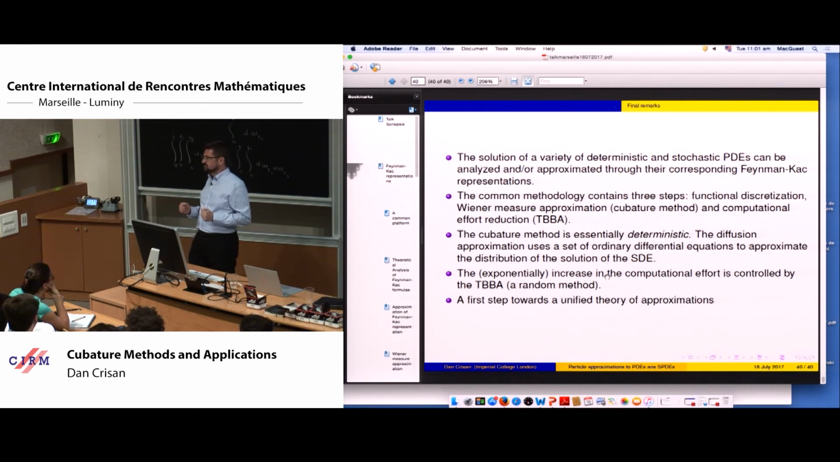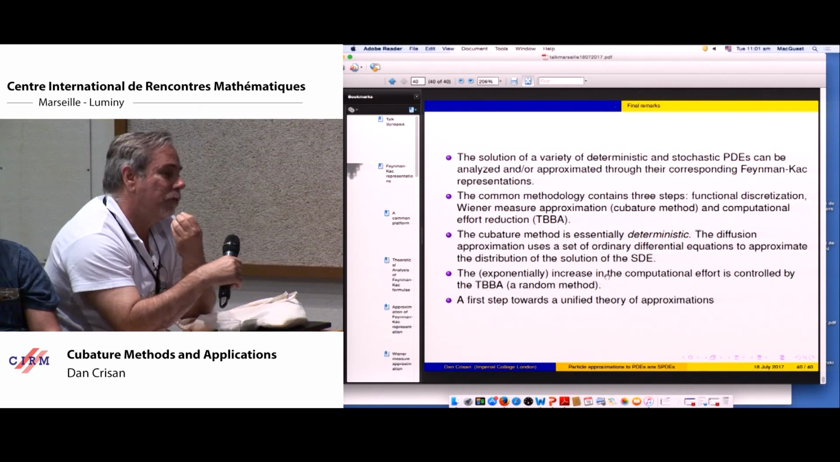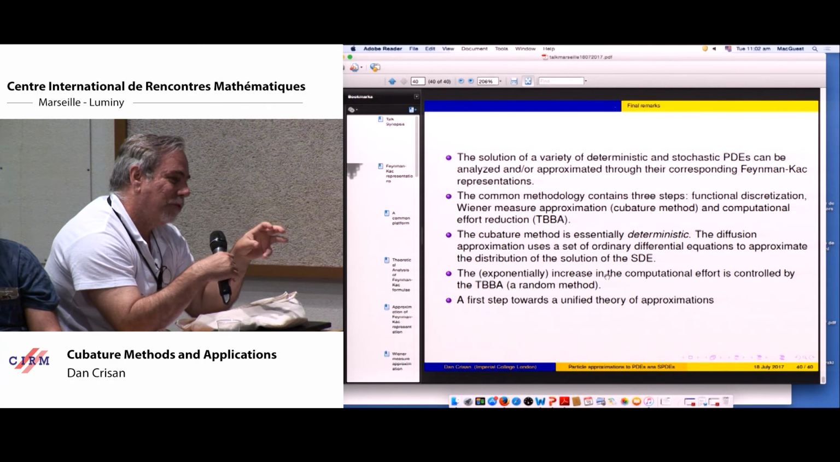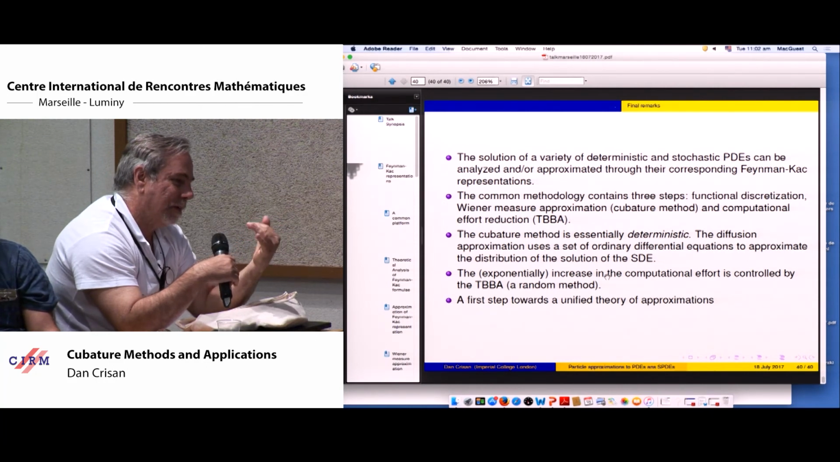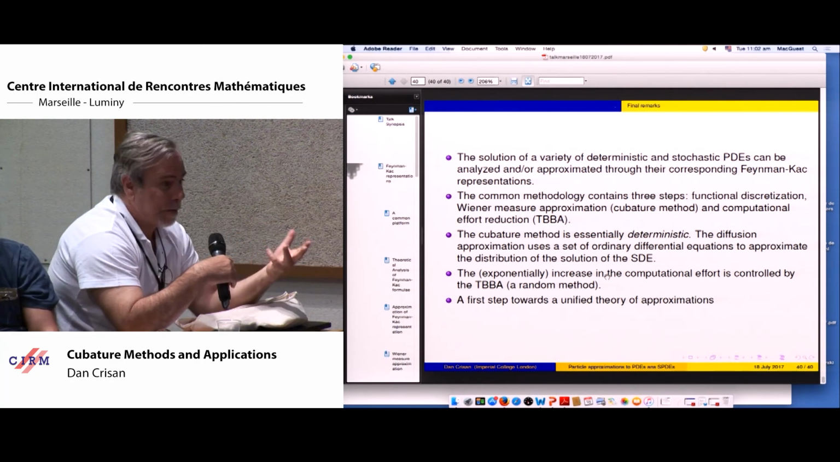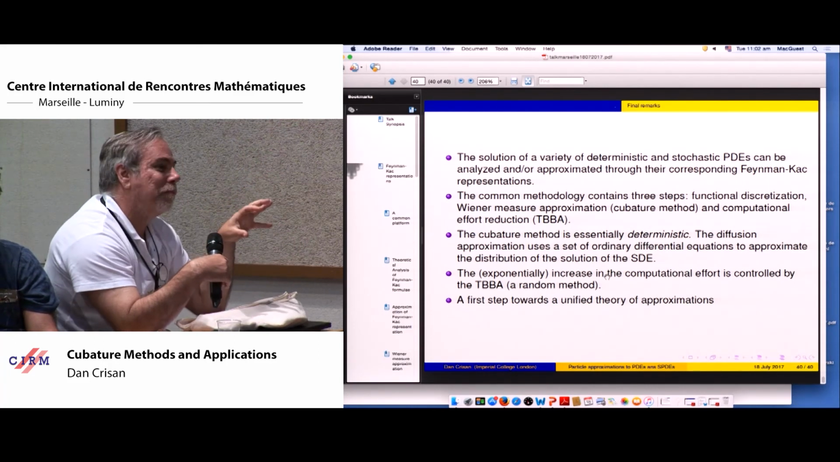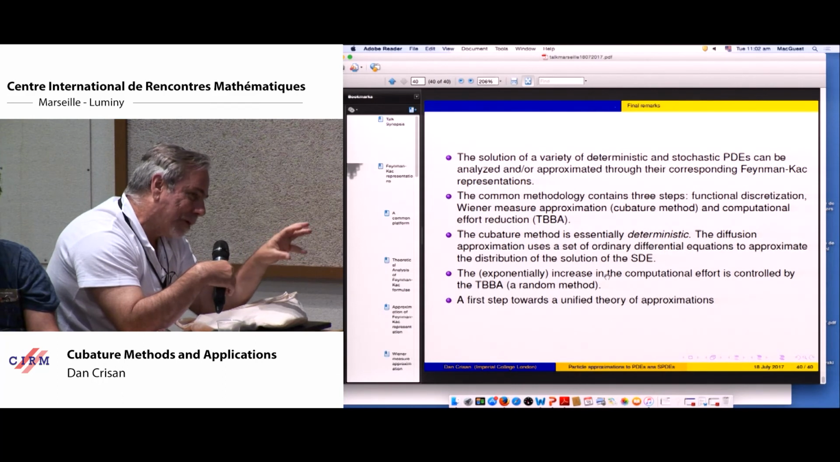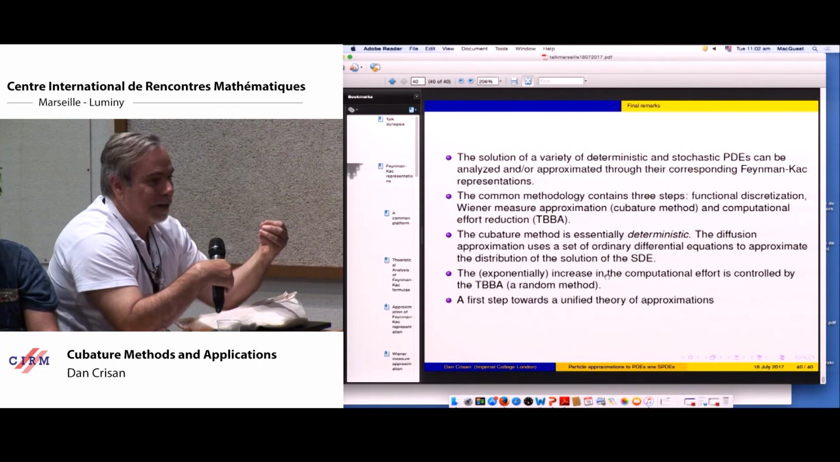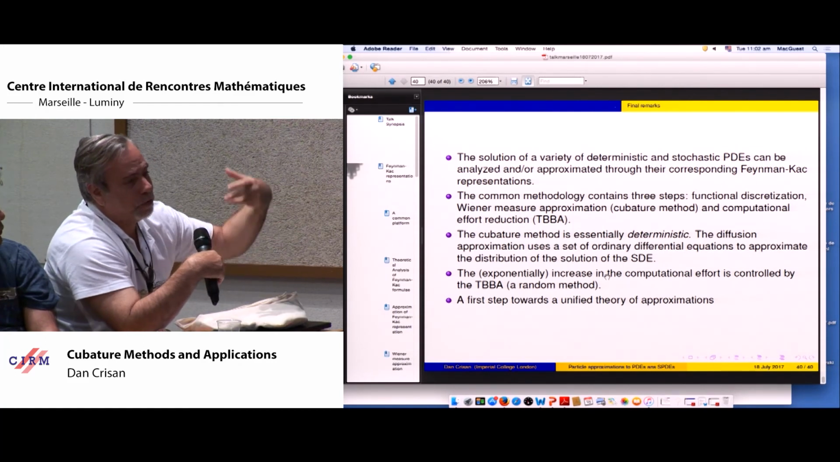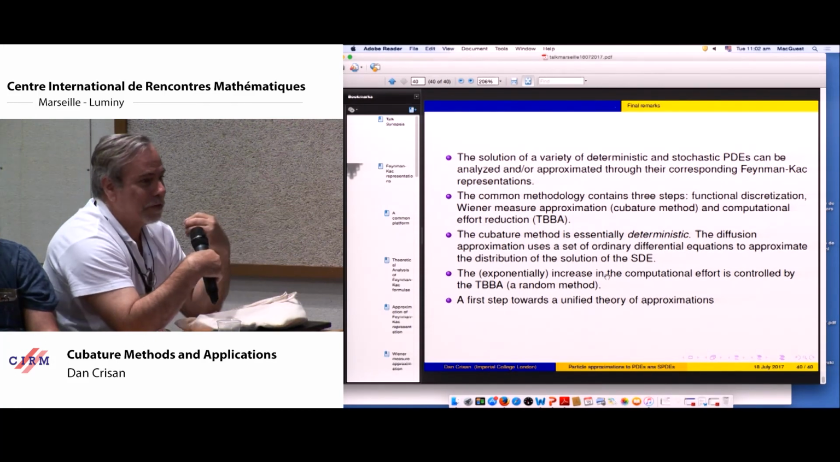I see. Because ultimately, you might want to recover the characteristics method. I don't know if you see what I mean, but ultimately, when you're doing Feynman-Kac, you are doing a sum over all characteristics for a parabolic equation. And when this parabolicity disappears, and perhaps you have some kind of hyperbolicity left, you might be able to recover the characteristic method. So I was wondering.